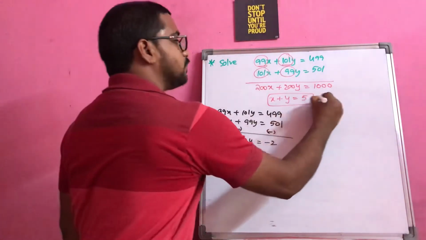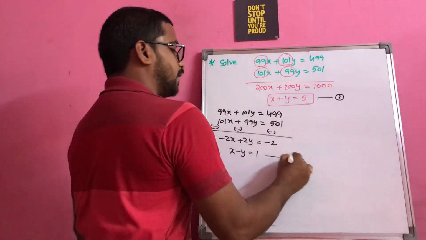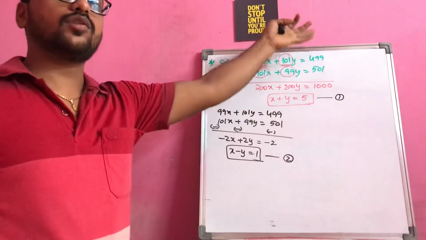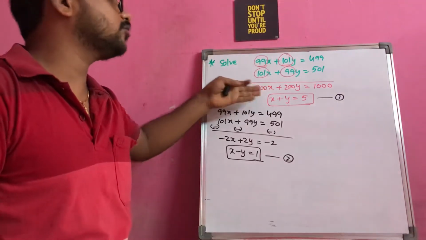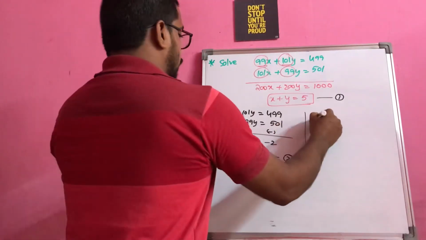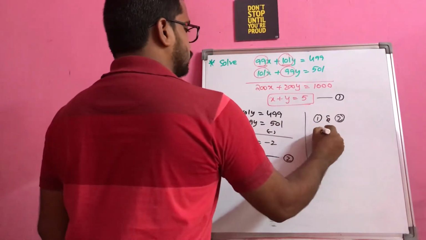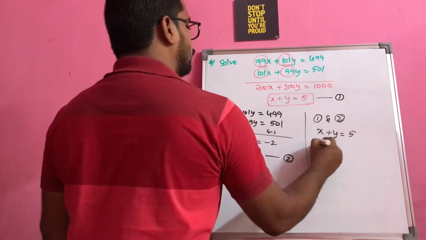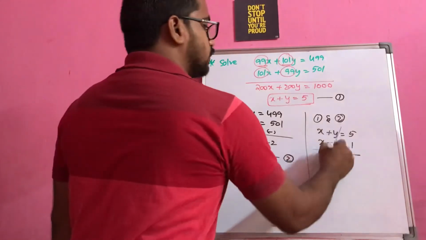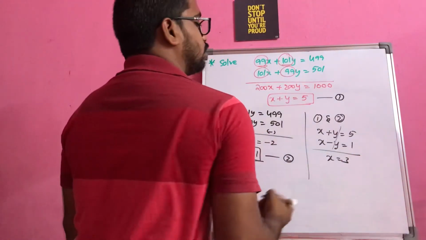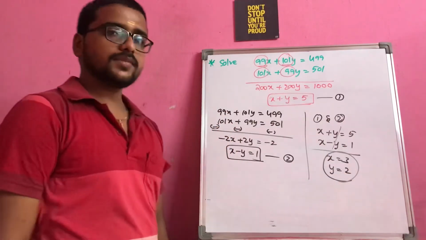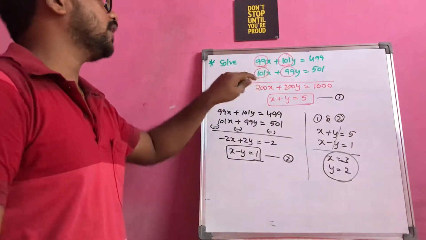Now see how simple the equations got converted. Previously we are having 99x, 101y, 499. This much big numbers got reduced to single digit numbers. So if I solve this 1 and 2 by just normal methods, elimination or substitution, whatever you approach also, your procedure will become very simple. So this will get cancelled, you will get x is equal to 3. If x is equal to 3, y value will become 2. So you can cross check by substituting here.